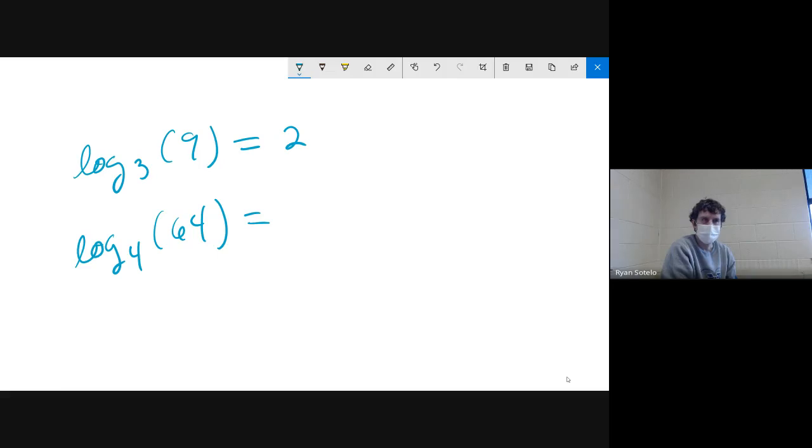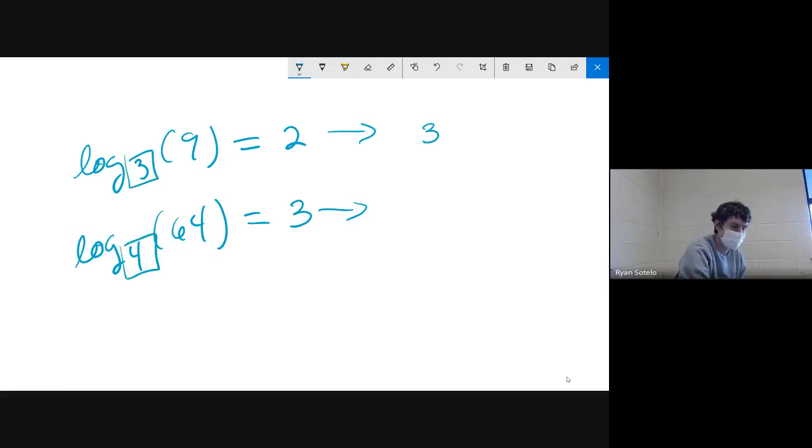4 times 4 is 4. So 3 4s, right? Yeah. 4 to the third. So if I converted this to exponential form, keep the base. The base stays the same. So base 3 to the second power makes 9. Base 4 to the third power makes 64. Does that make any sense?